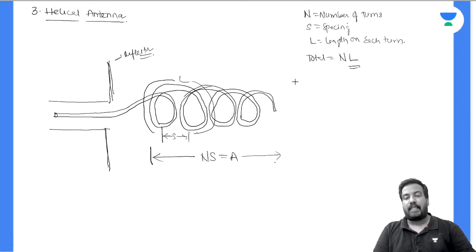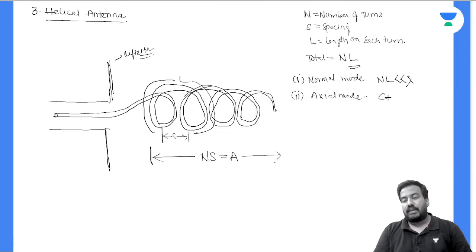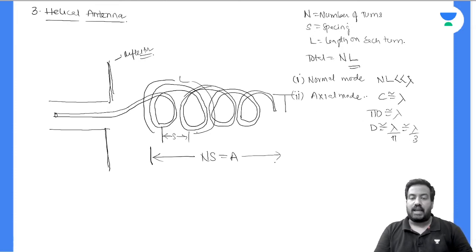This helical antenna can be operated in two modes. One is normal mode. It is said to be normal mode when the total length is far less than lambda. Next is axial mode, where the circumference is approximately equal to lambda. Circumference is pi d, approximately equal to lambda. Therefore, diameter is approximately lambda by pi, or approximately lambda by 3. This is the diameter of the helix.